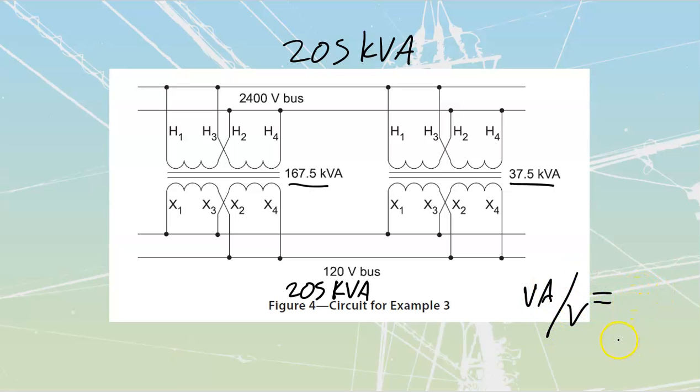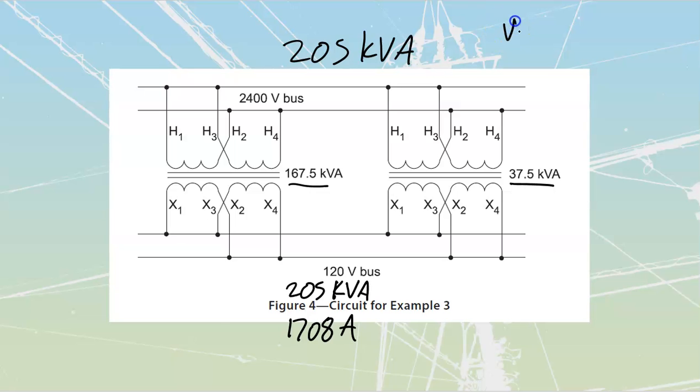So I'll take 205 kVA divided by 120, and that tells me what I can deliver out of this bank is going to be 1708 amps. Lovely. So 1708 amps that we can deliver out of it. In order to deliver that out, how many must we be putting in? Well, we must be putting in an equivalent amount of kVA once again.